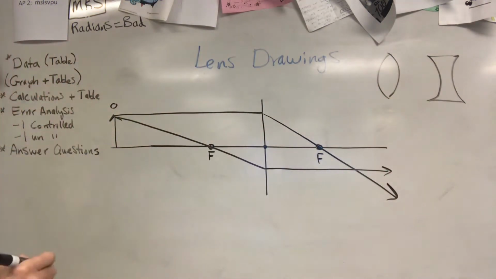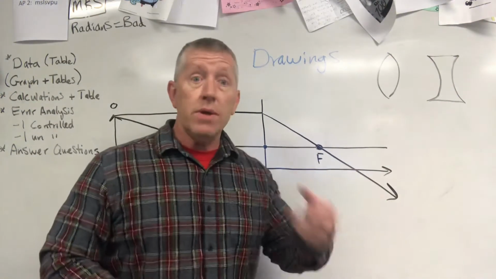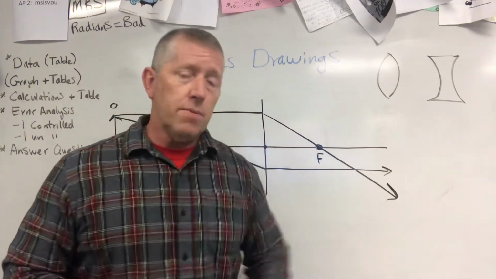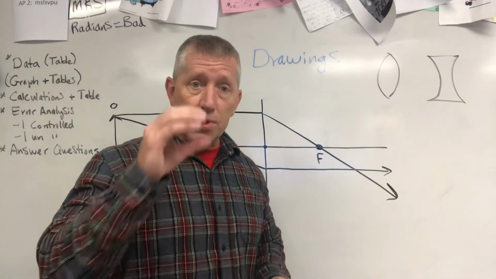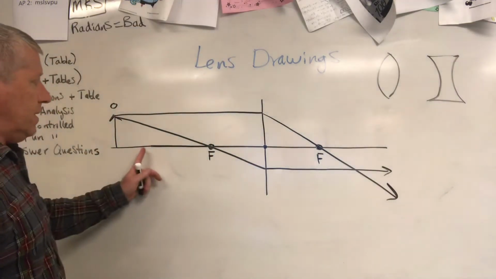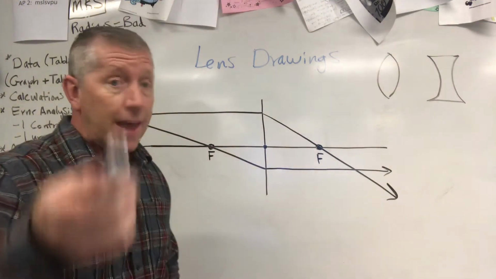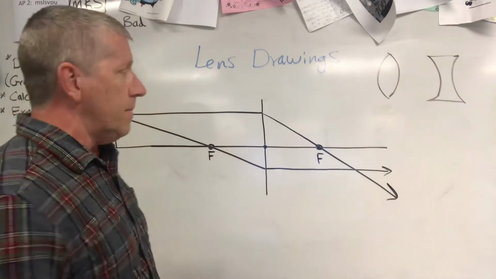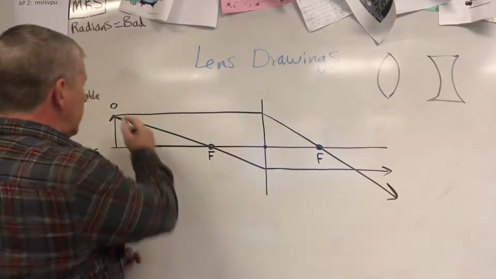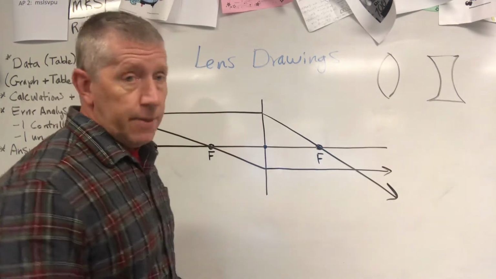Okay, like that. Now we've learned from the mirror drawings that two lines intersecting is all you need. This is where the image is going to be. But let's just confirm that with the third line, which is through the center. Not through the center of curvature, which would be out here. Through the center of the lens. This is the easiest one to draw. No matter what kind of lens you have, converging or diverging, just draw a line from the object right through the center of the lens at the principal point.